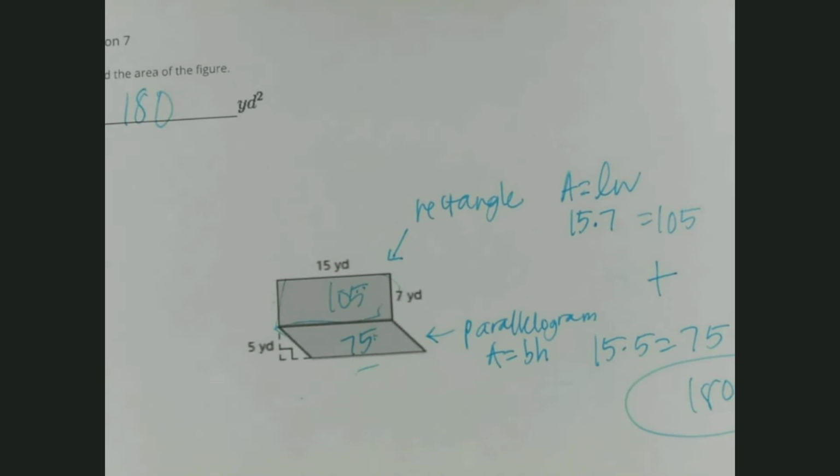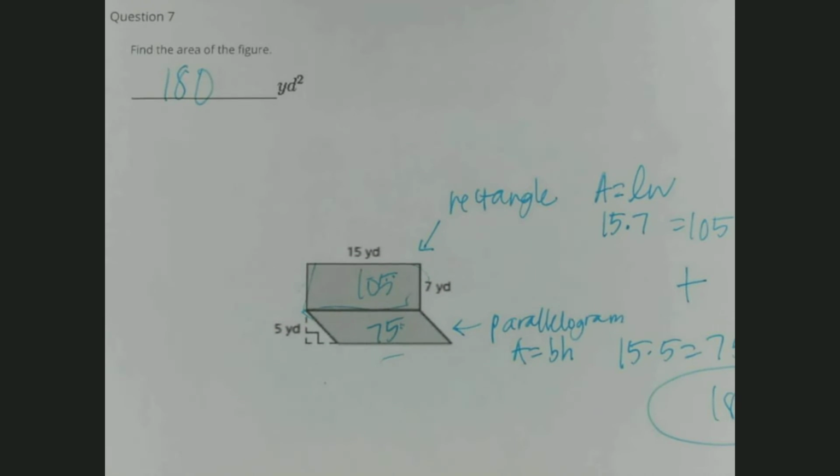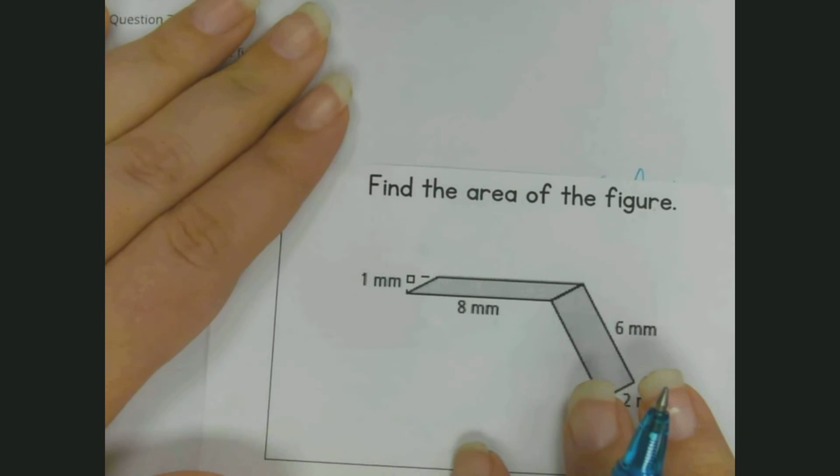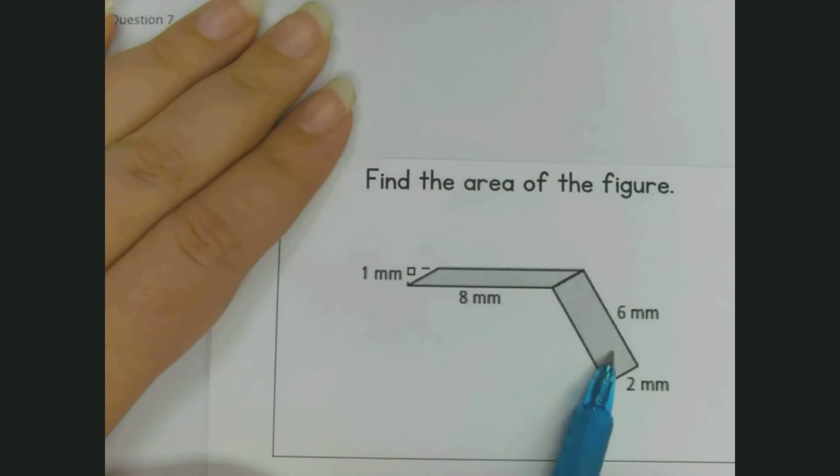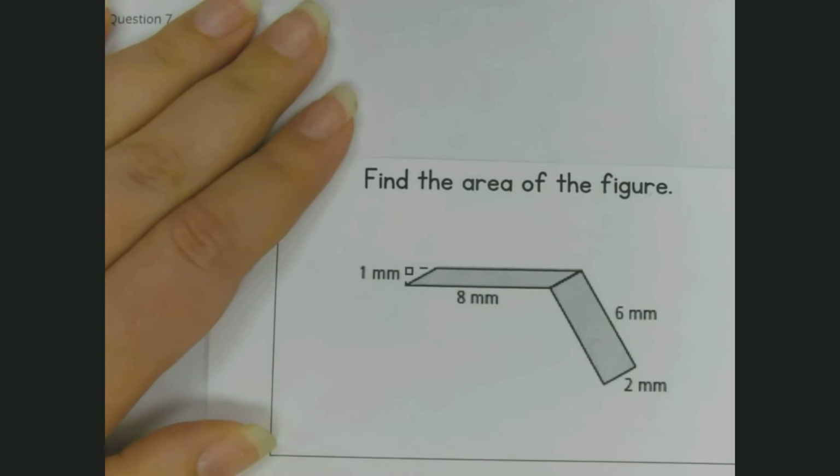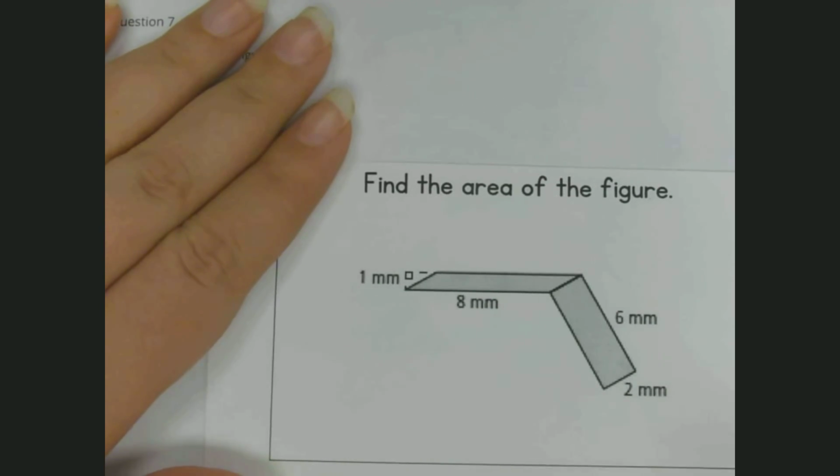Okay, so if you missed that, I want you to find the area of this figure. Same thing, it's a parallelogram and a rectangle, just like your test. You just have different numbers. Okay, let's do one more composite figure.